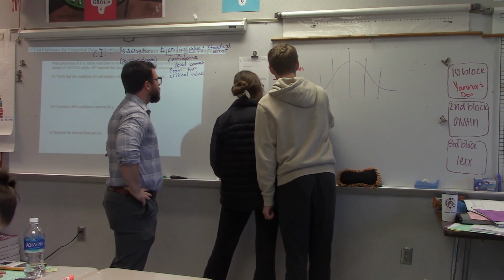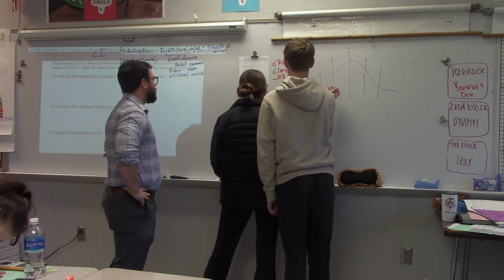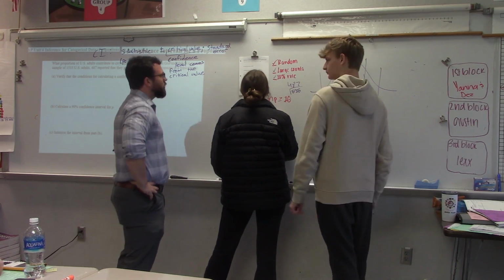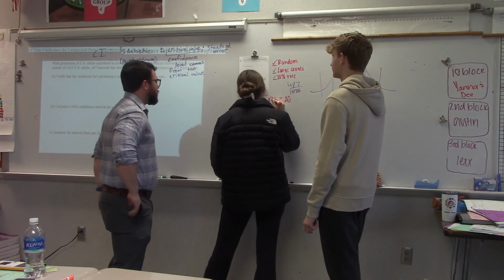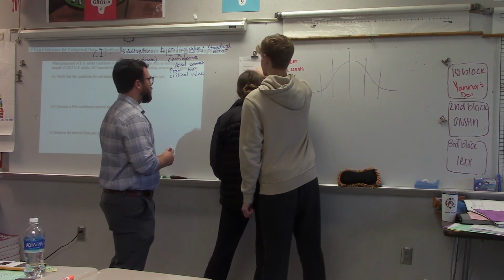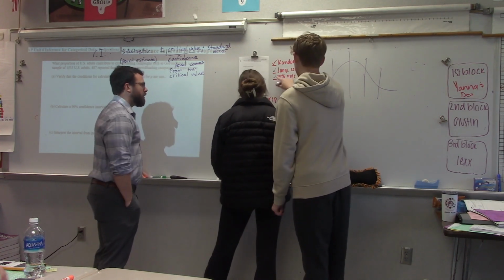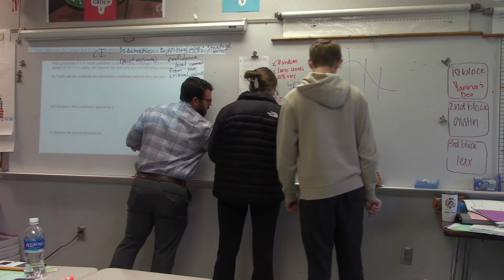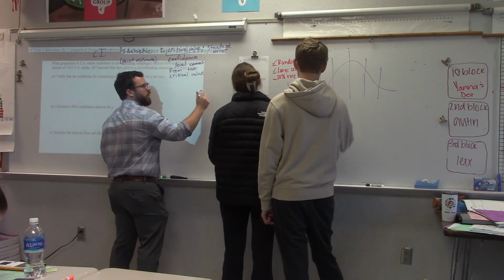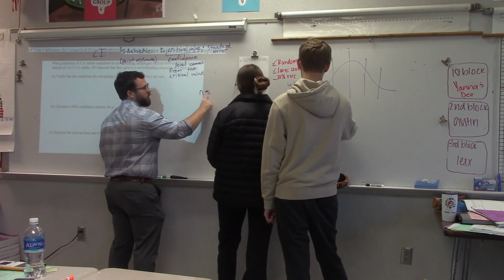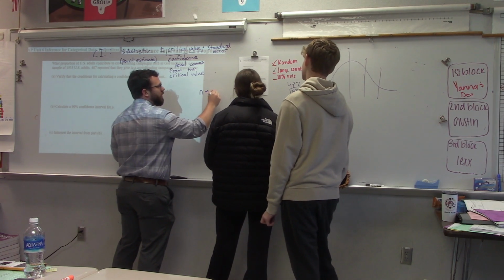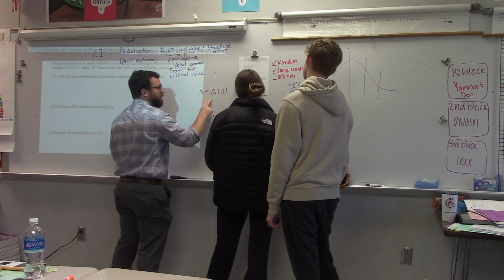Given the population of more than 18,000, the sample is above 10%. Wait, what does the 10% rule say? It says the sample size is less than or equal to 10% of the population. That's the 10% rule.